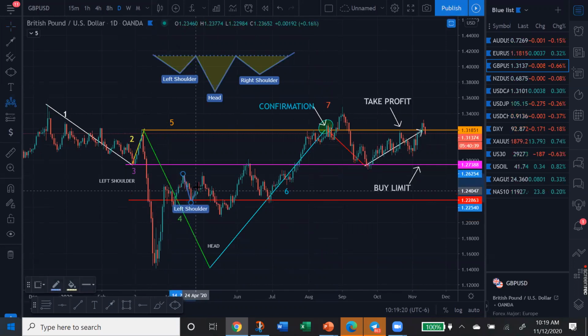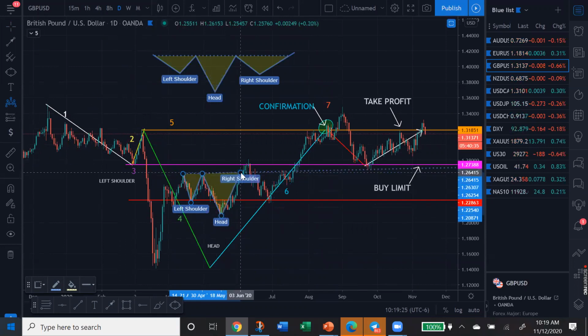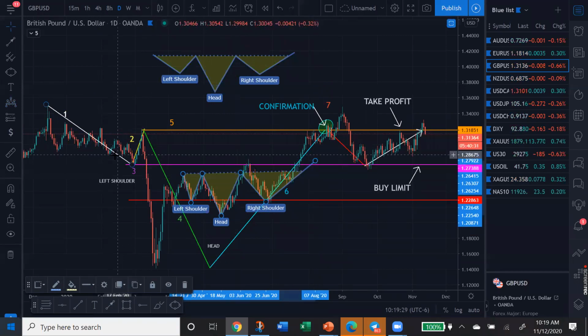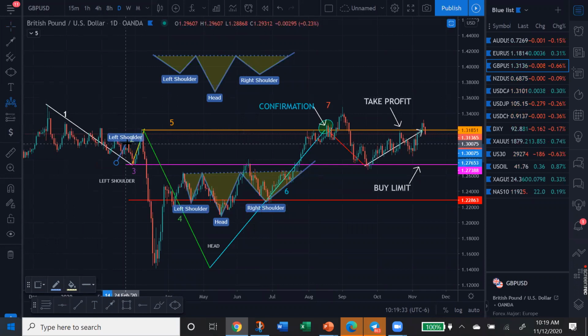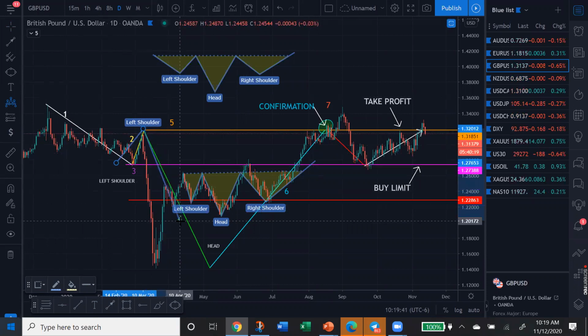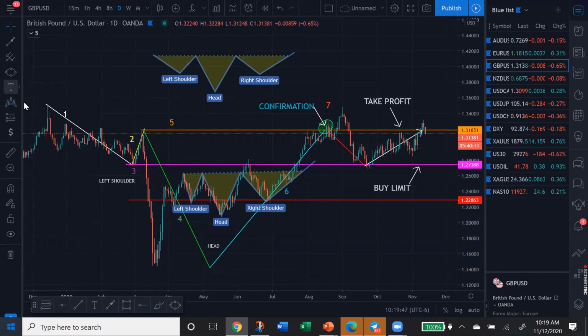Left shoulder, head, 100%, boom, right shoulder. See that other buying opportunity? Here, that's an inverted one. Here's another one. Left shoulder, all the way up here. The market went all the way down, all the way down. Actually, that's not the one I'm looking at.